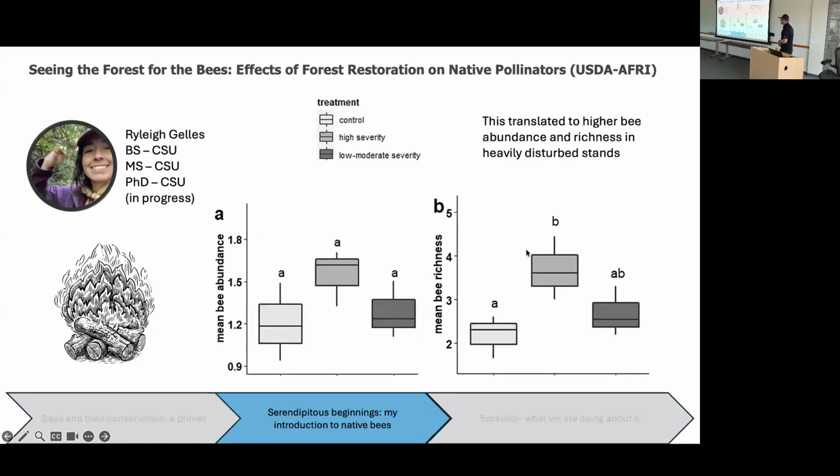And then when you go out and sample the native bee assemblage in those areas, you find the same pattern. Bee abundance goes up and bee richness increases in areas that had a lot of basal area reduction, high severity wildfire. In other words, bees like disturbances and are quite happy to recolonize these burned landscapes relatively quickly and set up shop there because there's a lot of floral resources available within just a couple of years post-fire.